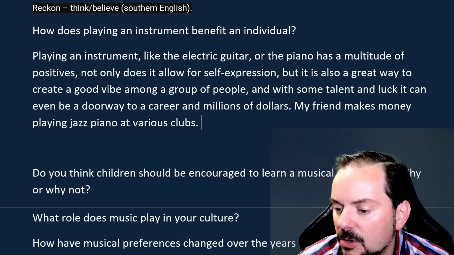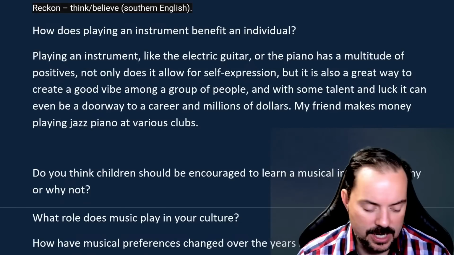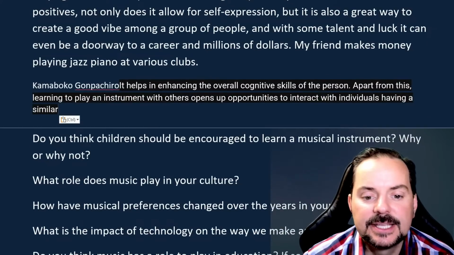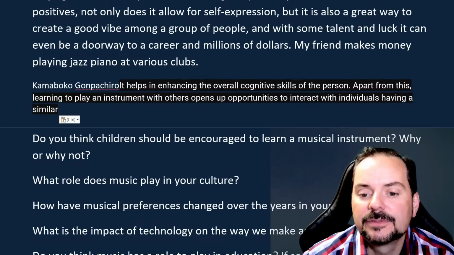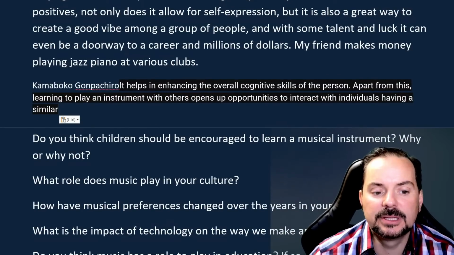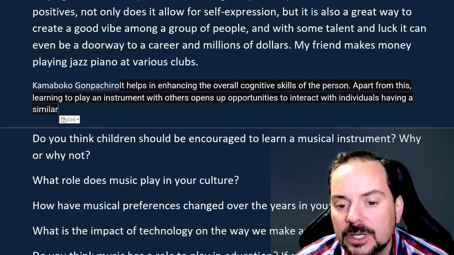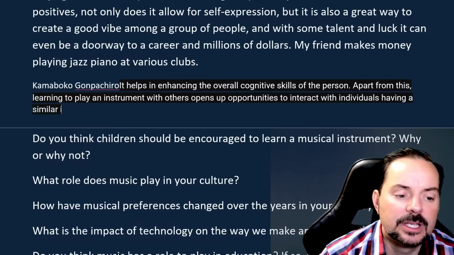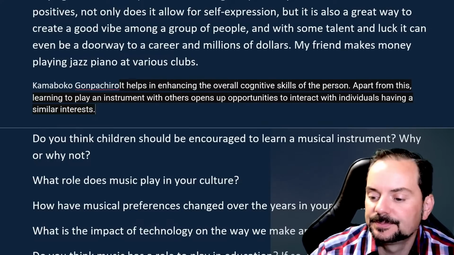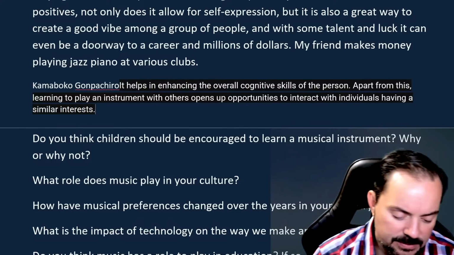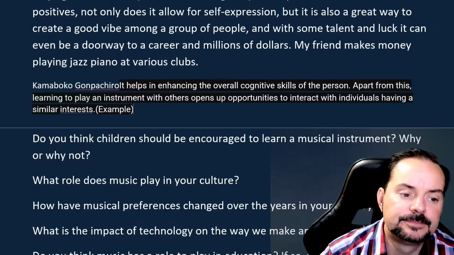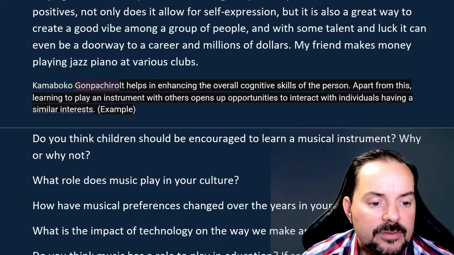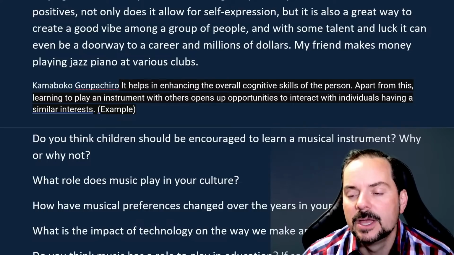Okay, Kamaboko has this answer for us. Kamaboko says it helps in enhancing the overall cognitive skills of a person. Apart from this, learning to play an instrument with others opens up opportunities to interact with individuals having similar interests. Okay, give me an example. Kamaboko, we don't want to sound like ChatGPT here, everyone. We want to sound original.